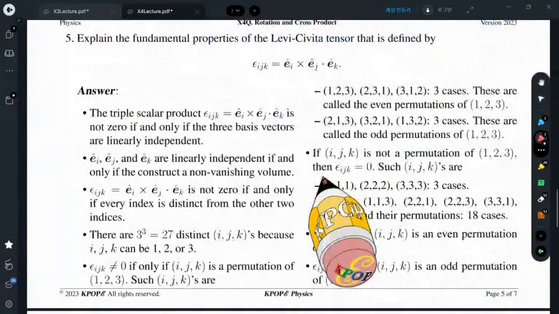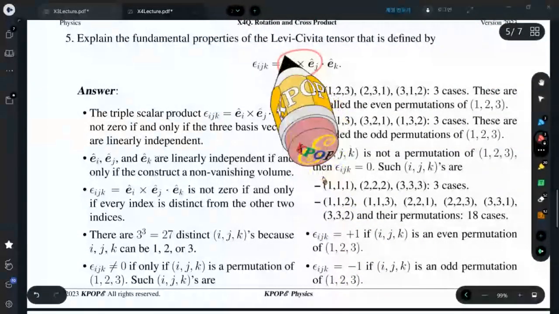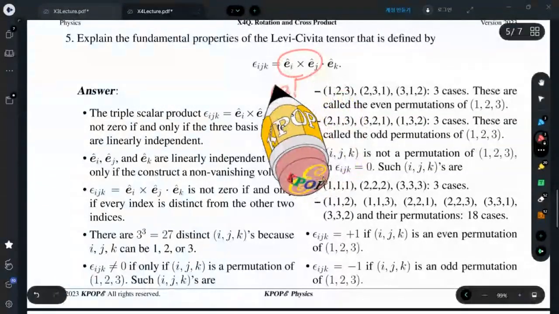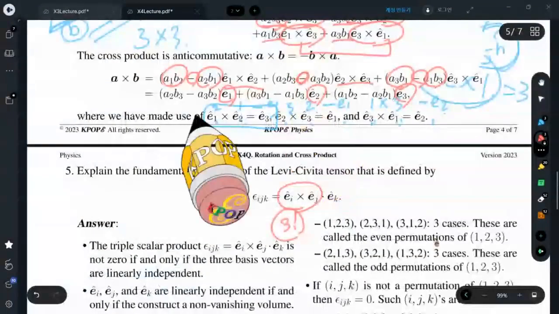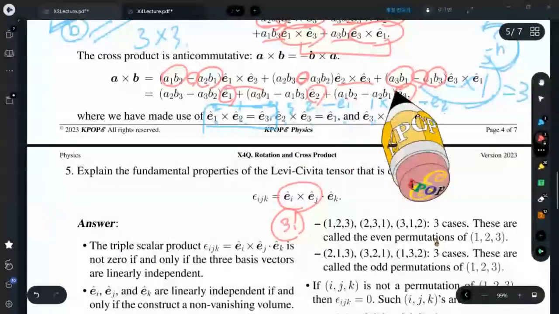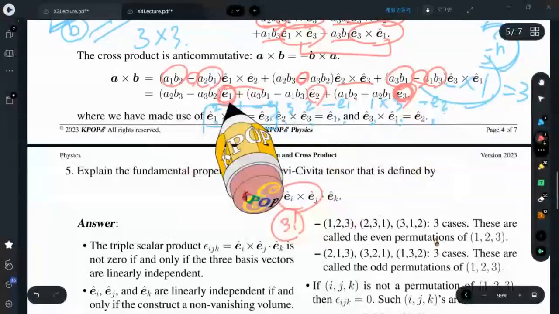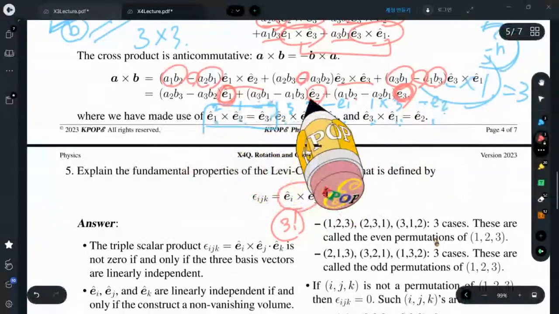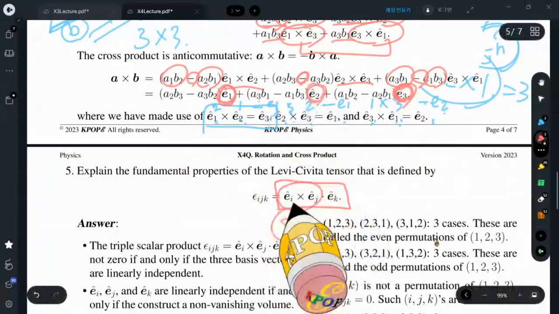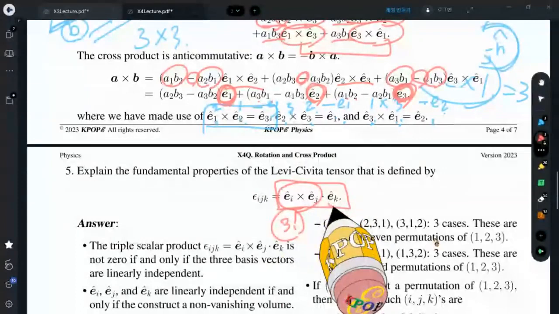So in the end, the cross product survives only if the indices are different. We have 3 factorial cases. As we know, 1, 2 is parallel to 3, 2, 3 is parallel to 1, and 3, 1 is parallel to 2. As a result, we can define the triple scalar product, that is a cross product of 2 vectors, and then take the scalar product with the other.